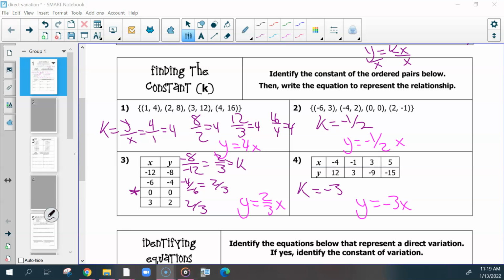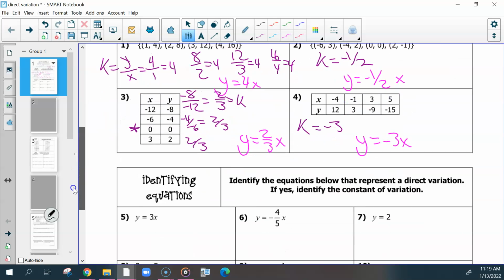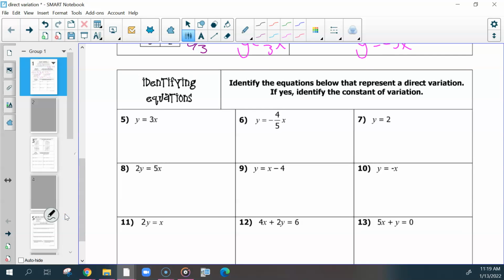Alright, let's continue these notes. The bowl first. Does anyone have questions on those two? I know we finished them really quickly before lunch. The next part, we are now given equations. We have to determine are these direct variations or not, and if they are, identify what k is.